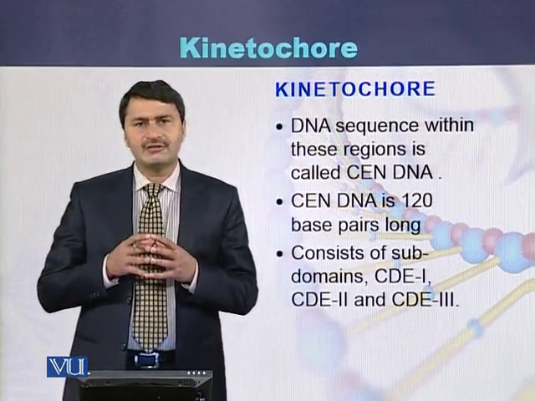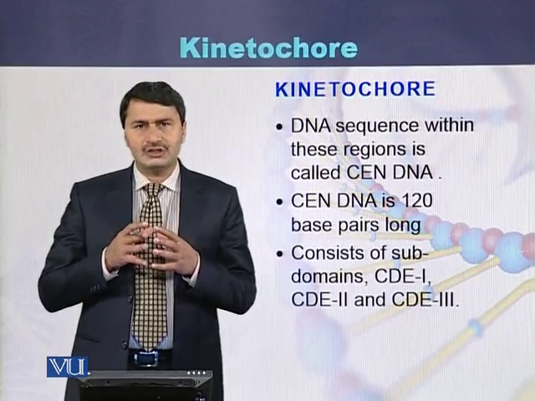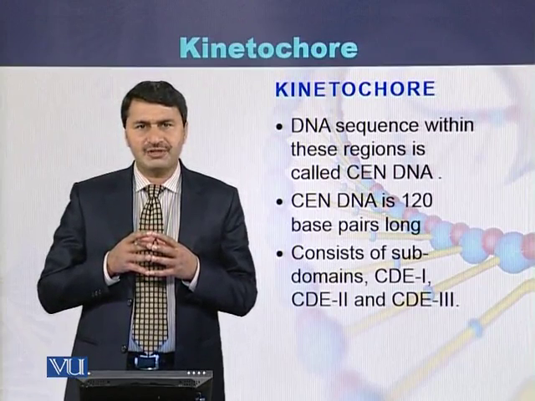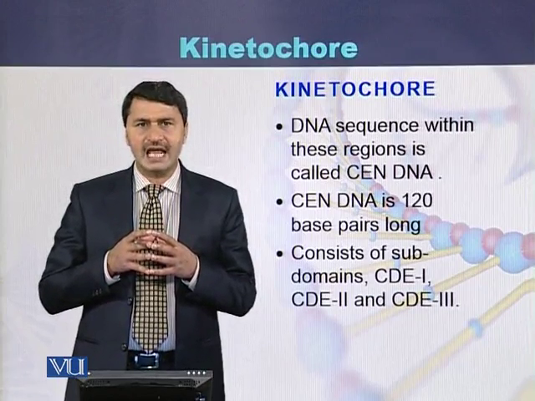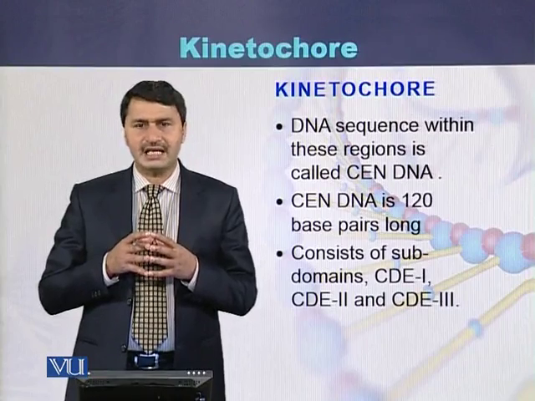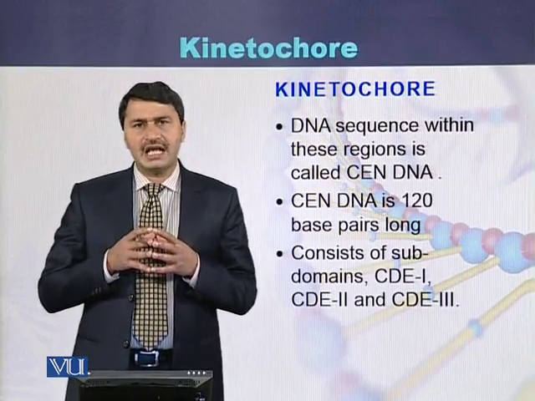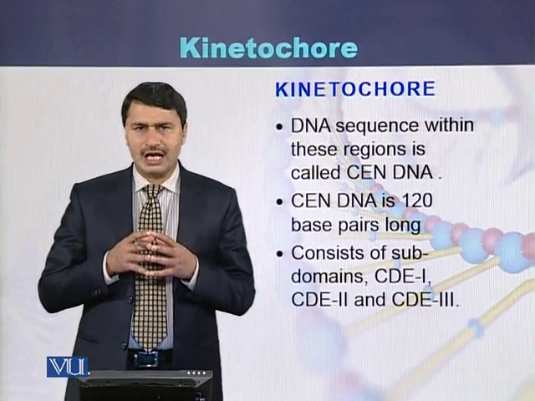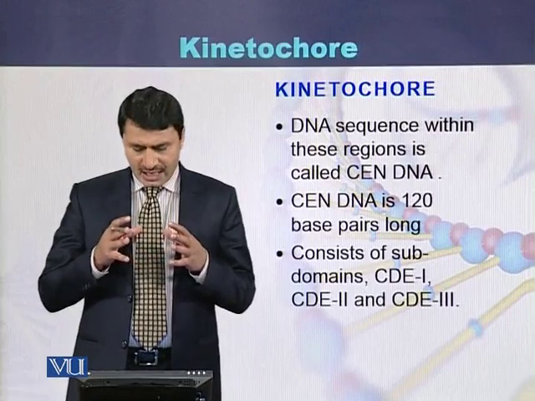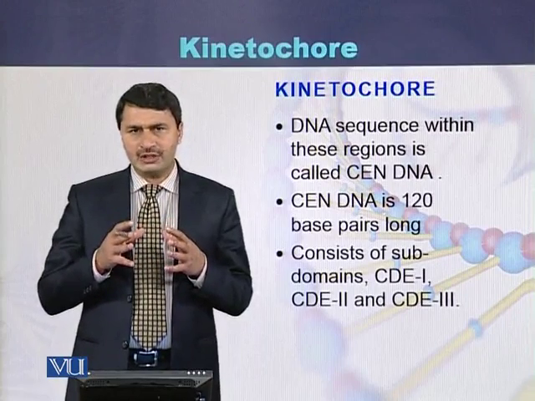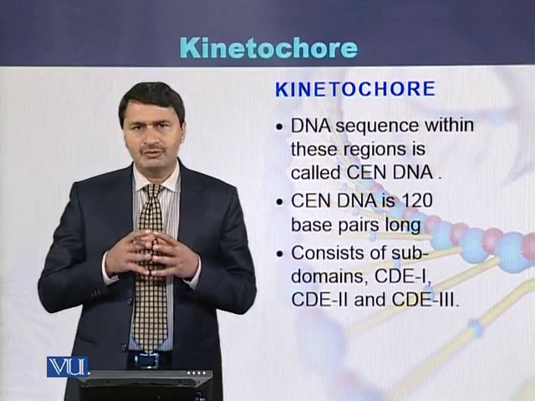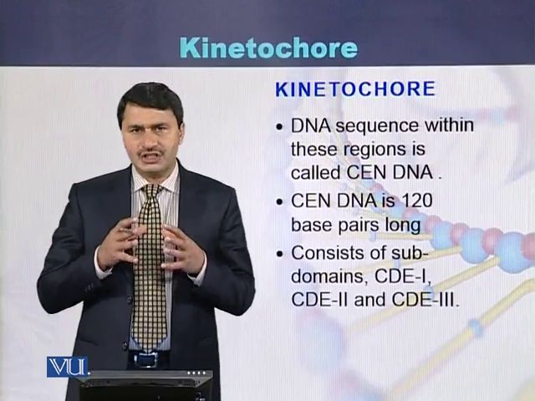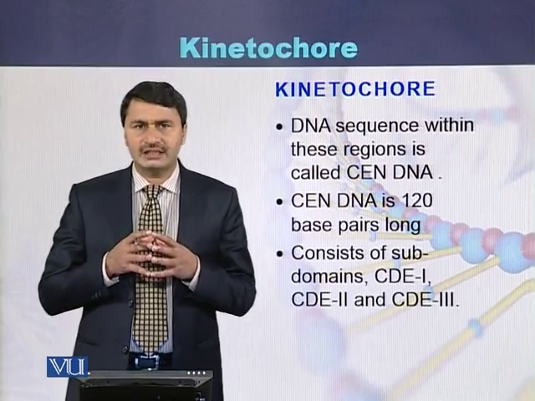The DNA sequences within these regions are called centromeric DNA, which is abbreviated as CEN DNA. CEN DNA is approximately 120 nucleotides long. There are 3 subdomains of this DNA. The domains are called CDE1, CDE2 and CDE3.